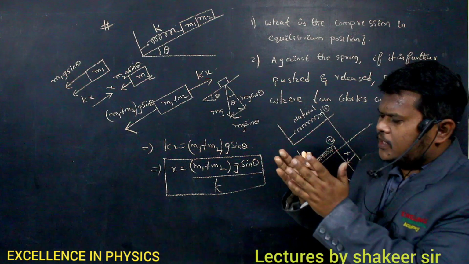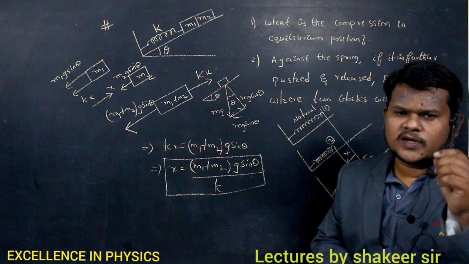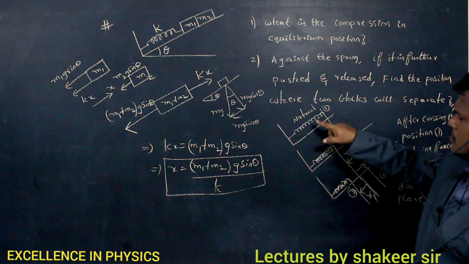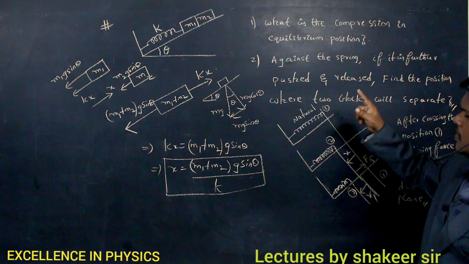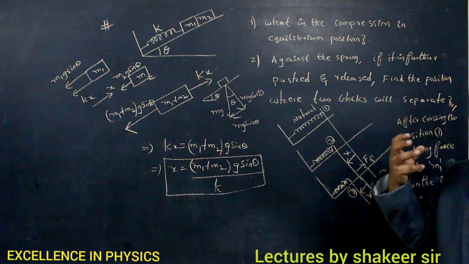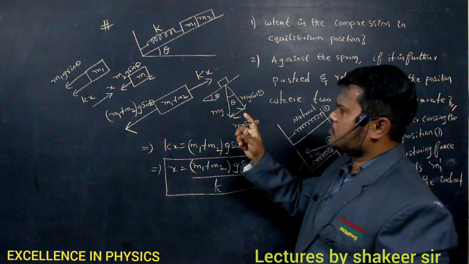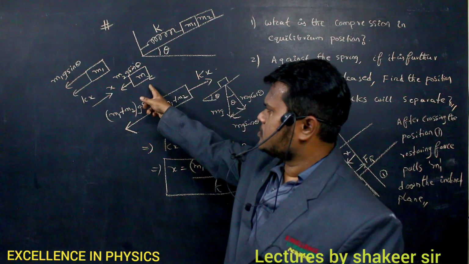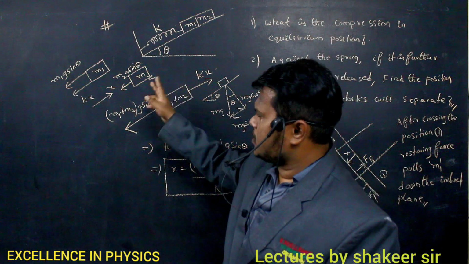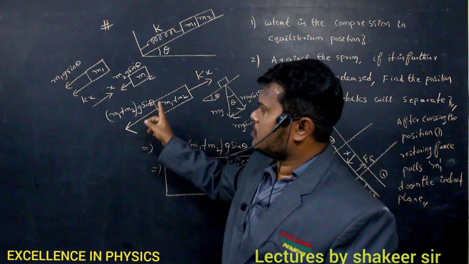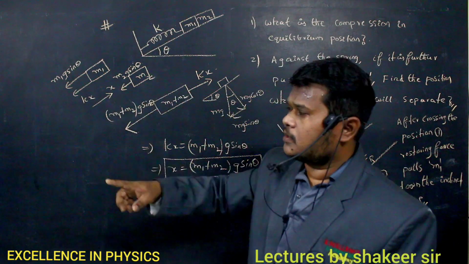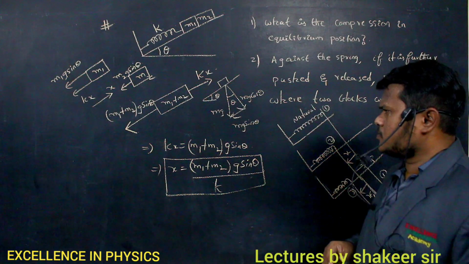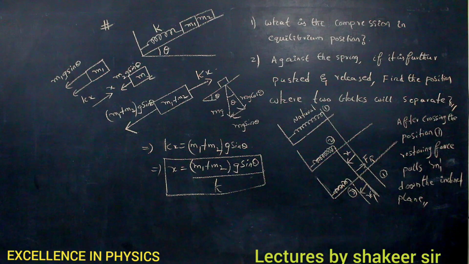So definitely at this position both the blocks will get separated. So at position number 1, when the spring is in its natural length, at this position both the blocks will get separated, because only at this position the retardation produced in mass m1 is greater than the retardation produced in mass m2. So velocities of both the bodies will definitely decrease, but the decrease of velocity in mass m1 is greater when compared to mass m2. I hope you have understood the question. Make a note of this one.